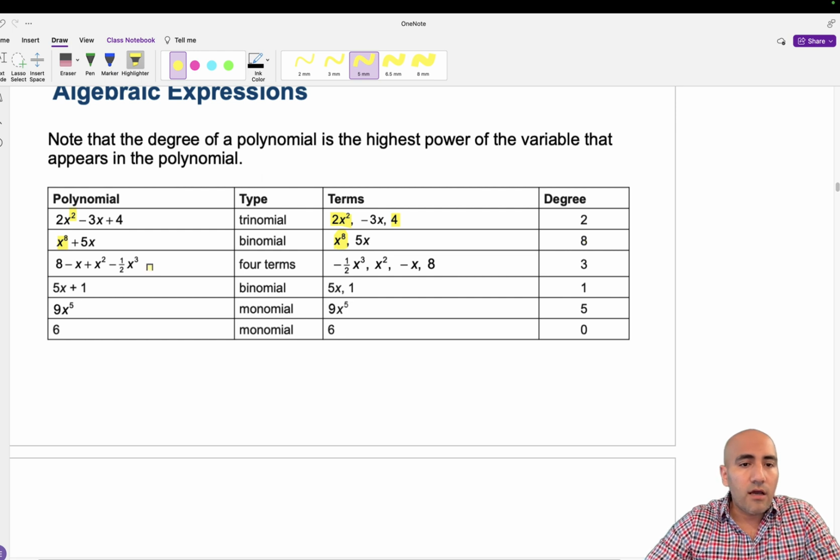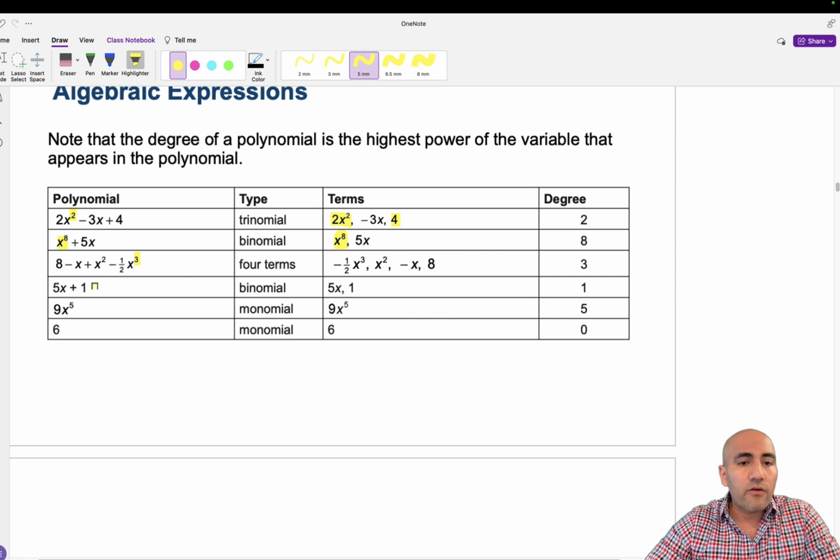Okay, 4 terms. So 4 terms, just a polynomial. The individual terms are the 8 by itself, the minus x, the x squared, and the minus 1/2 x cubed, right? So 4 separate terms. And the biggest degree found is right here. So this is a 3. A degree 3 polynomial in variable x.